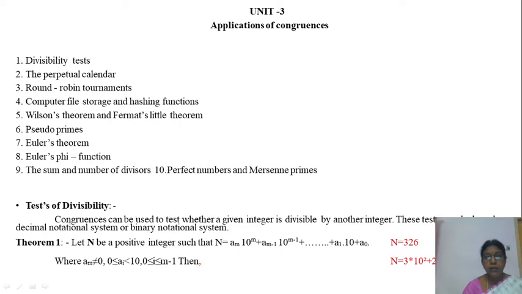Now you observe this once again, you can easily understand. Now I am writing an integer n in the decimal system like this. Let n be a positive integer. Assume n is 326, which is a positive integer, and it can be written in the decimal system like this, where am is not equal to 0, 0 is less than or equal to ai is less than 10, for 0 less than or equal to i less than or equal to m minus 1. This is the given number.